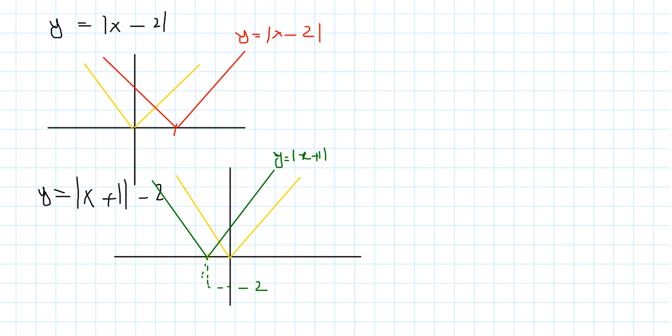Let's draw it better. It is the graph of y equal absolute x plus 1 minus 2. Now go to another example.